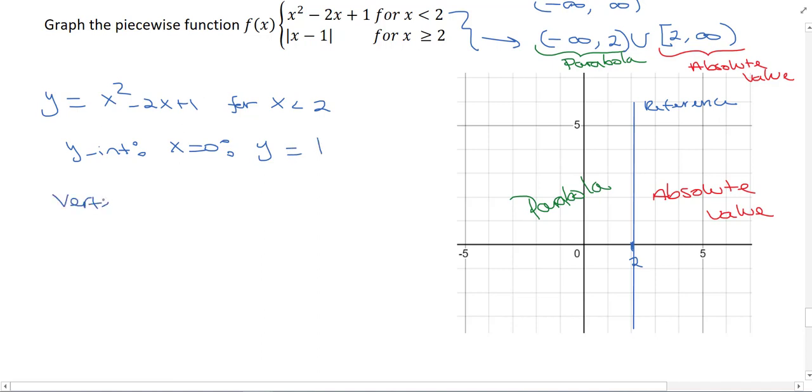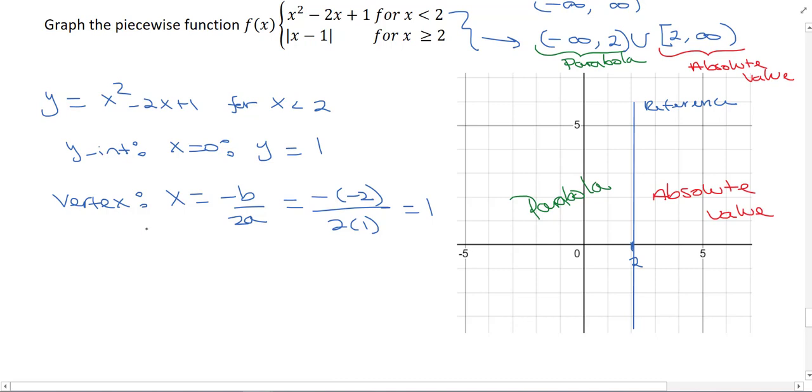I need to find the vertex. The x-coordinate of the vertex is given by minus b over 2a. So in this case, what's b? You have a is 1, b is minus 2, c is 1. So this is negative b over 2a, which is 2 over 2 times 1. So I get positive 2 divided by 2, that's 1. So for the vertex of my parabola, the x value is 1.